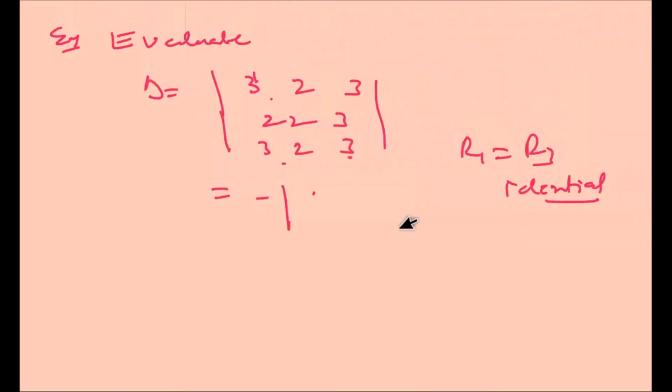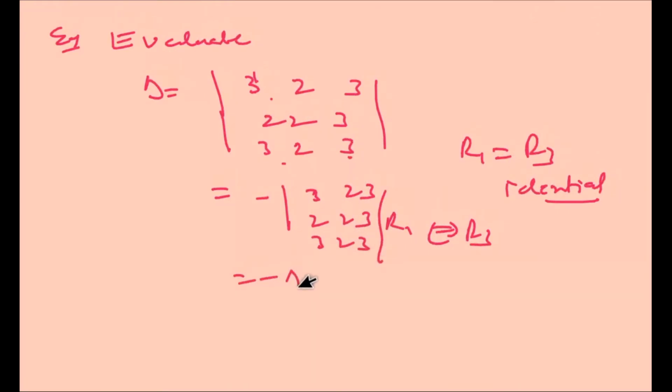Okay, now R1 interchange with R3, so what we get here, 3, 2, 3, 2, 2, 3, 3, 2, 3 means it is equal to minus delta. So delta plus delta equal to 0, 2 delta equal to 0. So this way we can say if two rows or two columns are identical, then the evaluation of the determinant is 0.